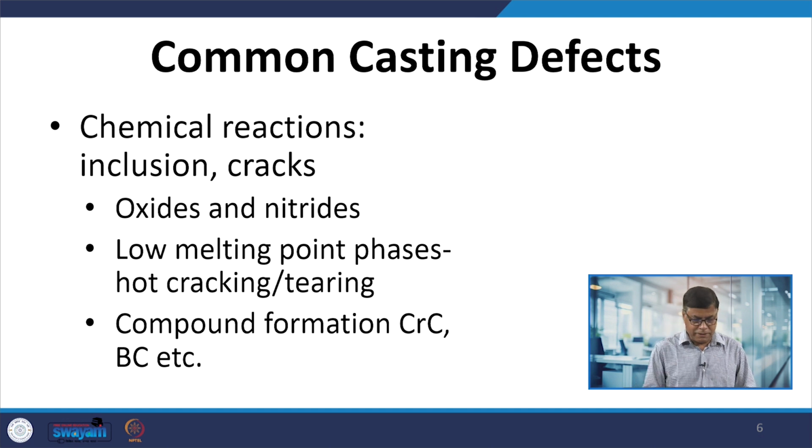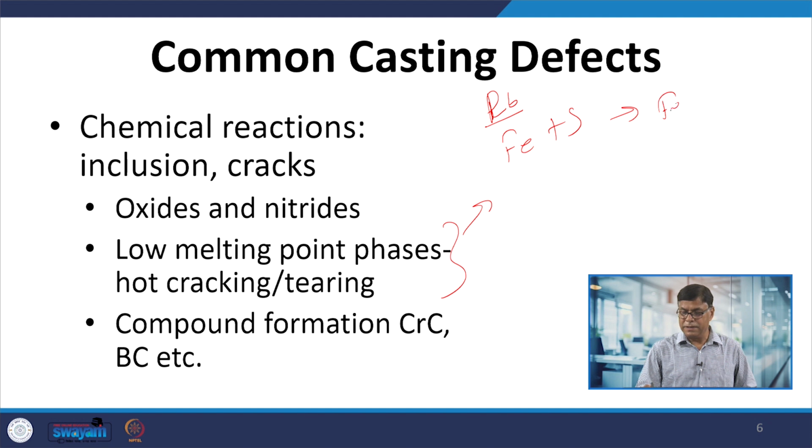Okay. The formation of low melting point phases, as I have said, is a reaction where either lead is present, like in free machining steels, or sulfur is also present in free machining steel. So, this will form low melting point constituents, and during casting when these segregate at the grain boundary in the presence of tensile stresses, segregation of these low melting point phases promotes hot cracking and tearing.